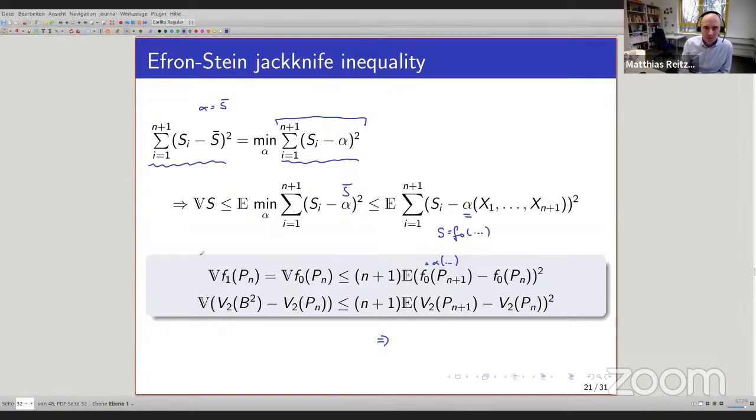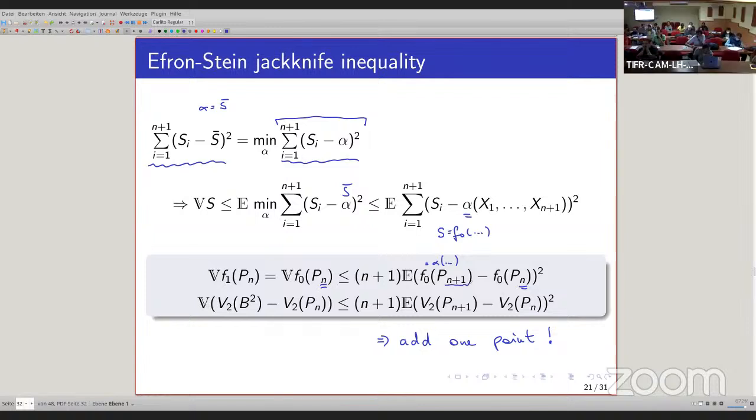So if you want to get a nice upper bound for the variance, what you have to do is add one additional point. You have n random points, and you want to say something about the variance of these n random points. Take one additional random point and have a look at the effect. This is the idea behind the Efron-Stein-Chatterjee inequality. What is the effect of one additional random point?